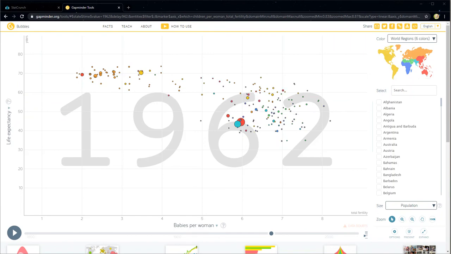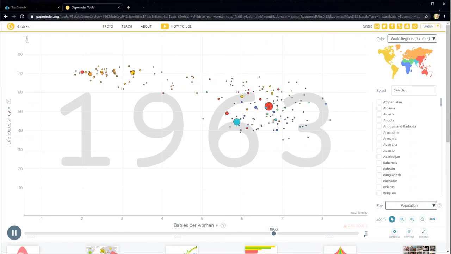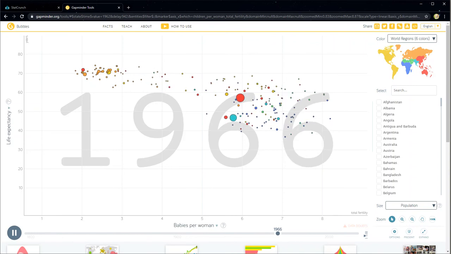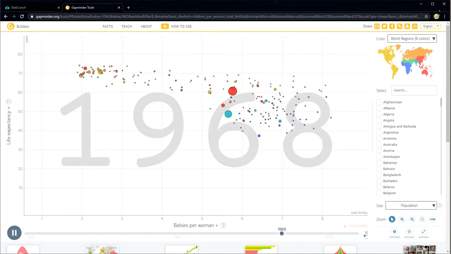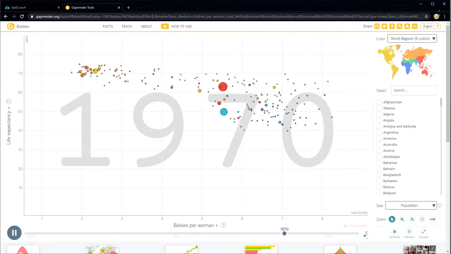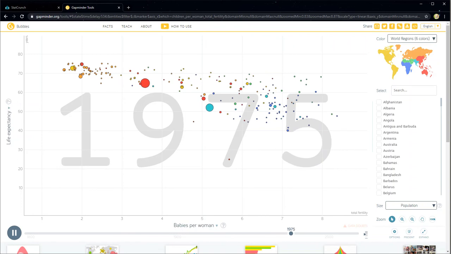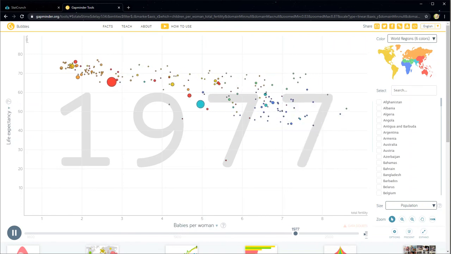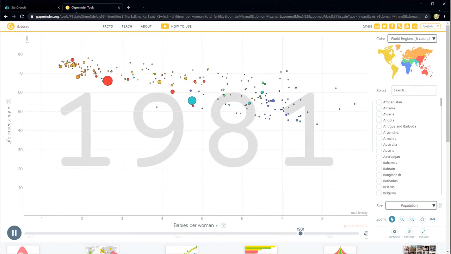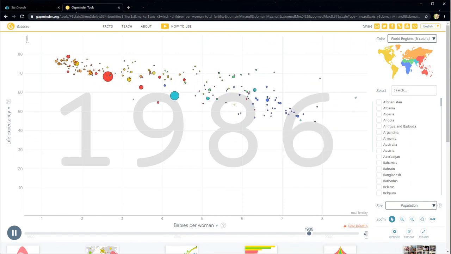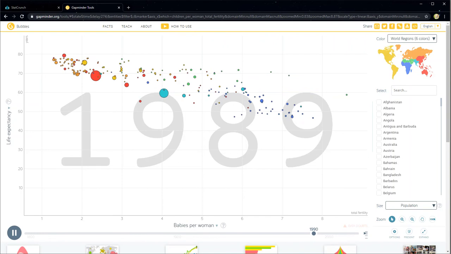That's what's blinking. And we can make this play through time and have it show us how the world has changed and changing over time. Interesting, isn't it? So watching all the countries kind of bounce around. I'll speed it up just a little bit.